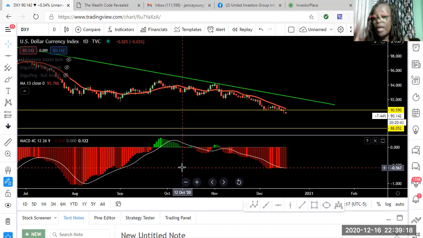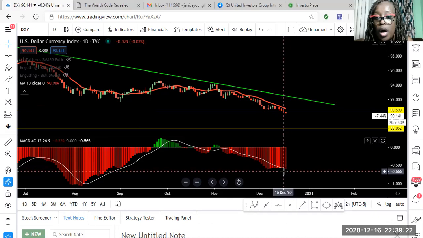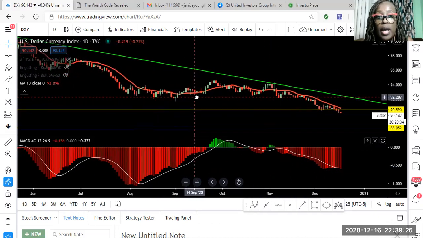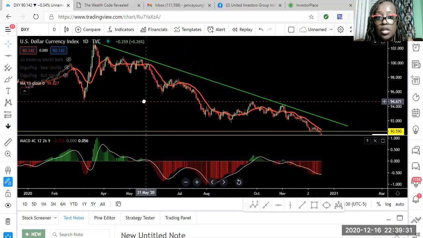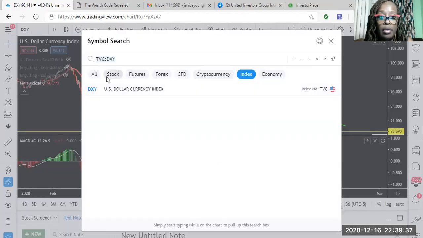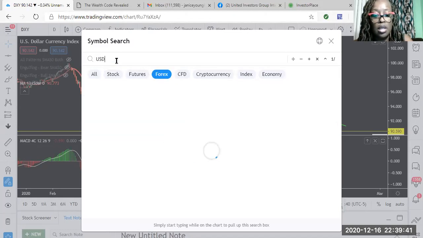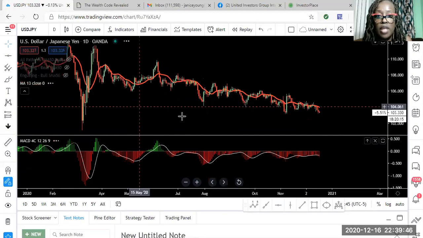So right now, we're waiting, but what am I looking for? I'm looking for a buy. So that's the DXY. We are in a downtrend. The dollar is weak. So now what we want to do is go to the pair. Where's my Forex? And now I want to go to USD JPY, right? That's what I'm looking for, USD JPY.